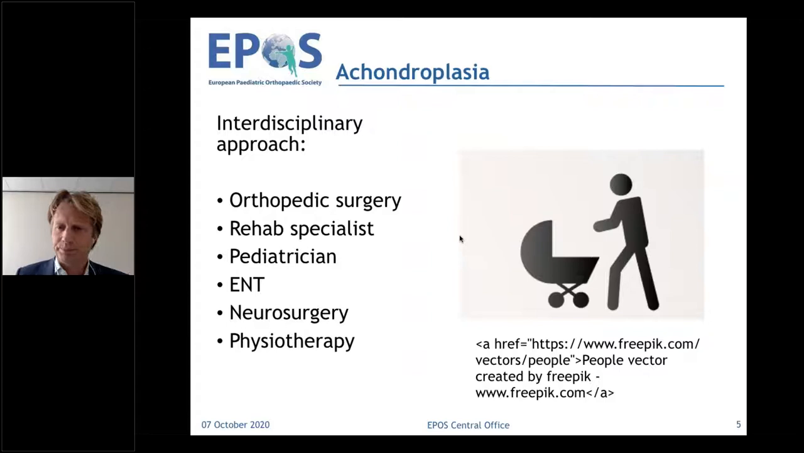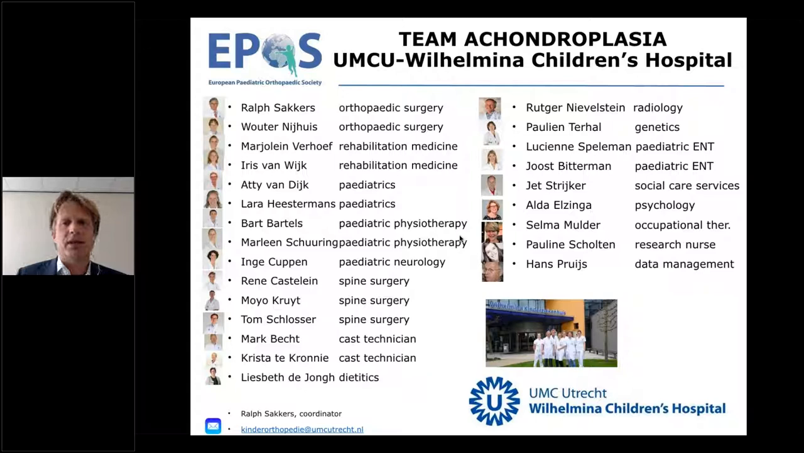So this is an overview of the team for achondroplasia, which is in my hospital, in the University Hospital in Utrecht in the Netherlands. As you can see, we have for all departments two physicians to make sure that during holiday leaves, the clinic can just still run on. But we don't only have orthopedic surgeons and rehab specialists. We also have social workers, occupational therapists, psychology, and data managers, and research nurses, which are all important in care for achondroplasia patients.